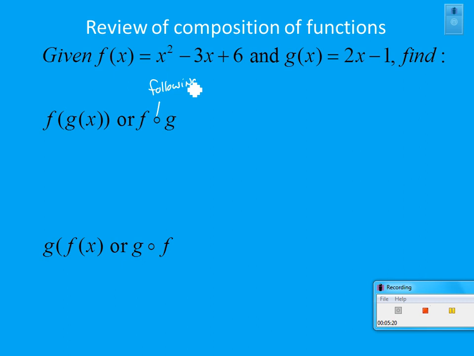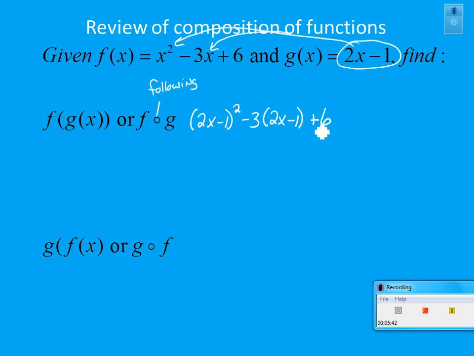In layman's terms, it means pick up the function of g and place it into the function of f wherever you see a variable. So it just looks like this. I'm going to have (2x - 1) quantity squared minus 3 times (2x - 1) plus 6. And then I'll just simplify that.